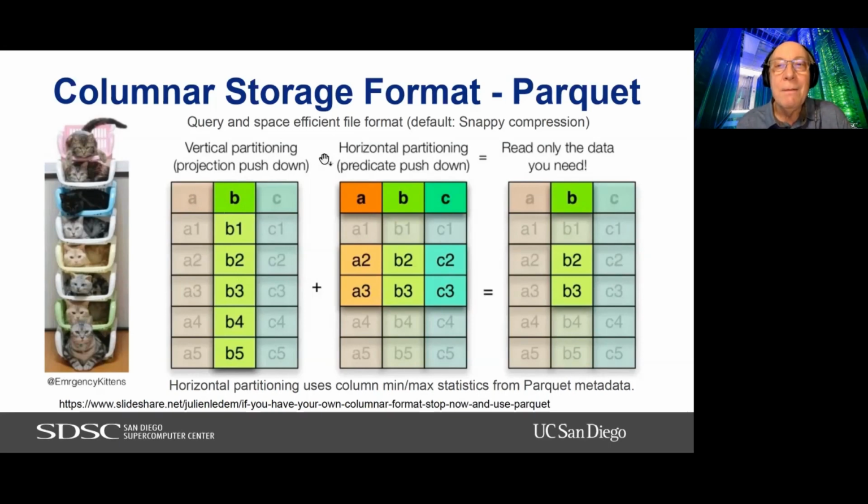Then in addition, Parquet can do a few more things. It can do horizontal partitioning. Let's say I don't like black cats, and I don't want to do calculations with black cats. I can eliminate them as well without ever reading the black cats. And then if we combine the two together, basically I read only the data that I need. So how does that work? Horizontal partitioning here uses statistics.